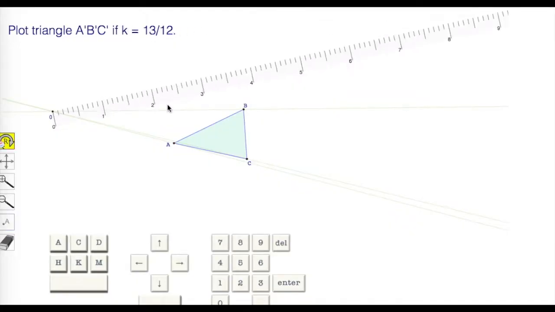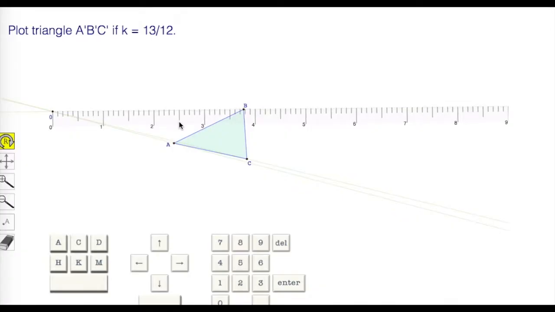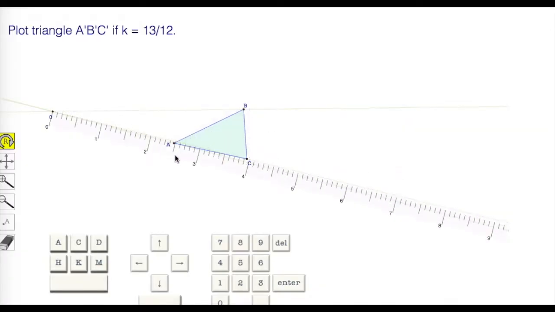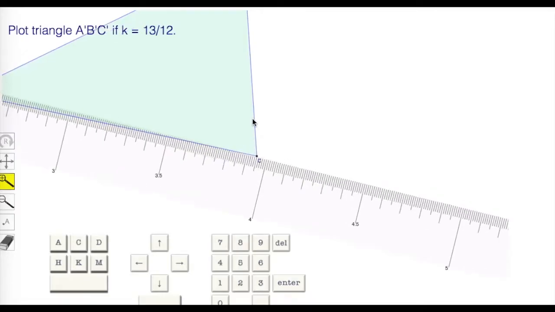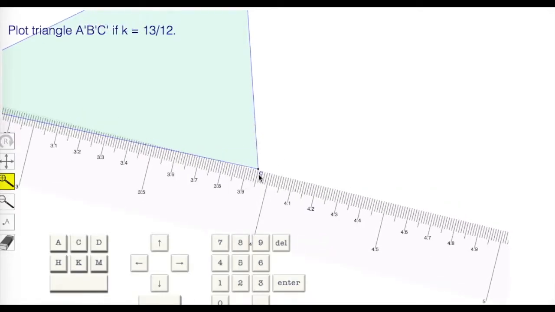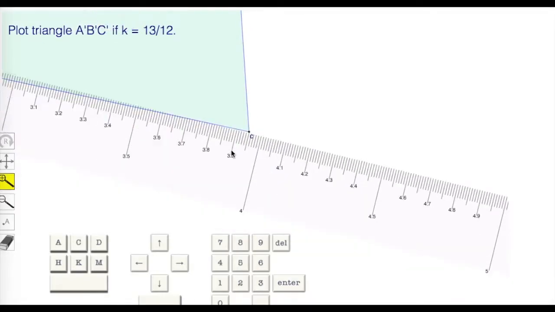Rotate the ruler. I'm going to measure the distance from A to C. That's the furthest away. So that looks like it's at 3.95. Let's zoom in to make sure. Yep, that's 3.95. And if we keep zooming in, you see the numbers pop up.